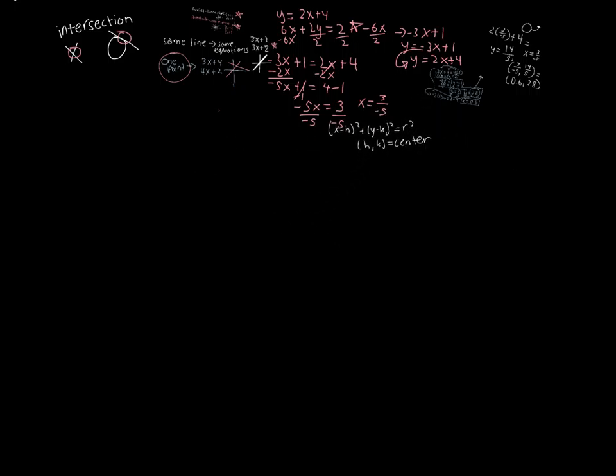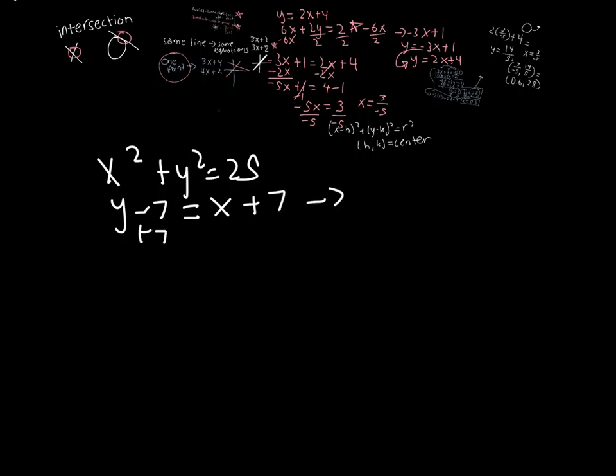So let's start with two equations, a circle and a line, and let's say that it's x squared plus y squared equals 25, and the line is y minus 7 equals x. So what we want to do is add 7 to get y by itself, so it'd be y equals x plus 7, and then you just simply substitute this in for the y up here.